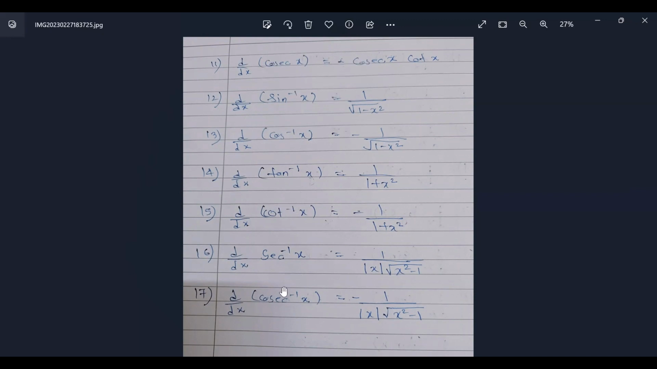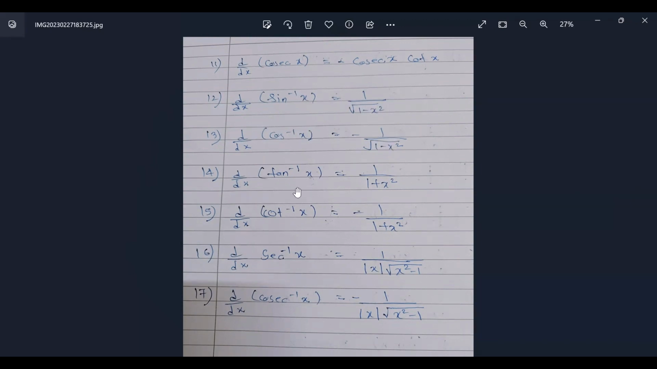Now for the inverse trigonometric formulas, you have to just remember the formulas for sine inverse x, tan inverse x, and sec inverse x. And like for the cos, it will be the negative of sine inverse x. So here we have sine inverse x derivative 1 upon root of 1 minus x square. And I already said whenever my questions start with C, the answer will be always starting with the negative sign. So here we have minus 1 upon root of 1 minus x square.